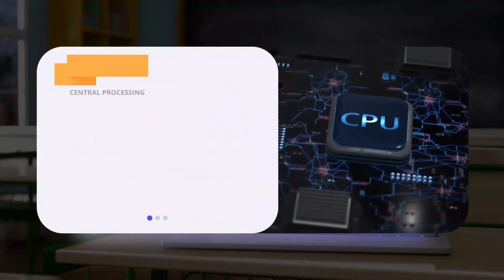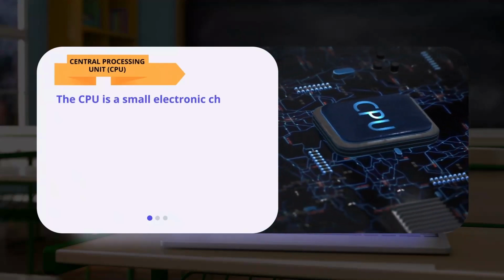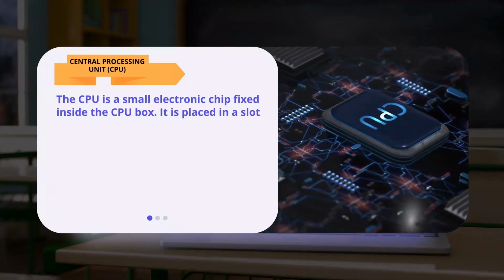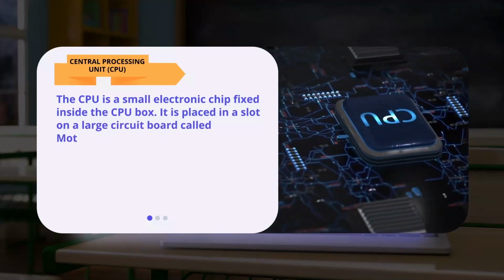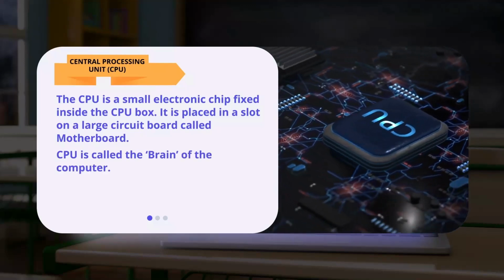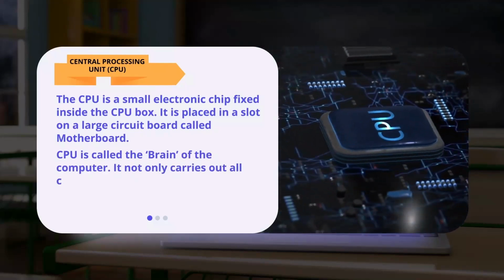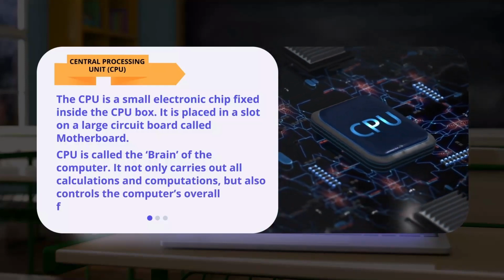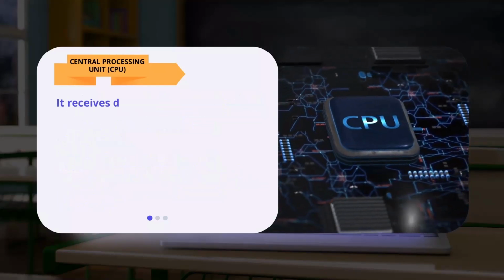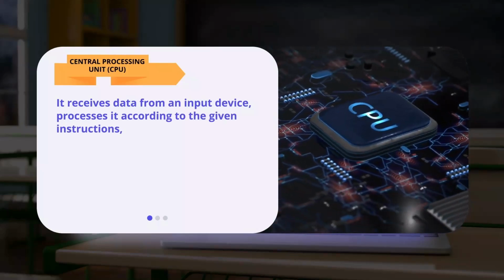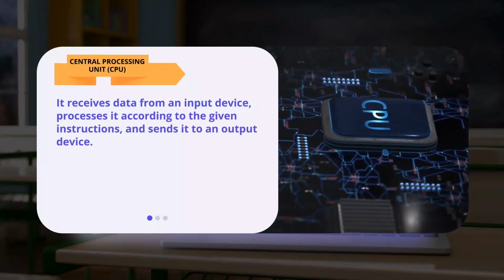Examples of output devices are monitor, printer, and speakers. Central Processing Unit, CPU. The CPU is a small electronic chip fixed inside the CPU box. It is placed in a slot on a large circuit board called motherboard. CPU is called the brain of the computer. It not only carries out all calculations and computations, but also controls the computer's overall functioning. It receives data from an input device, processes it according to the given instructions, and sends it to an output device.